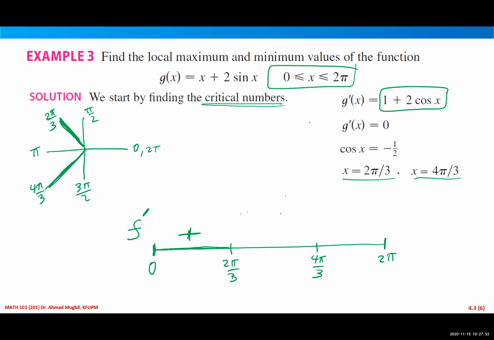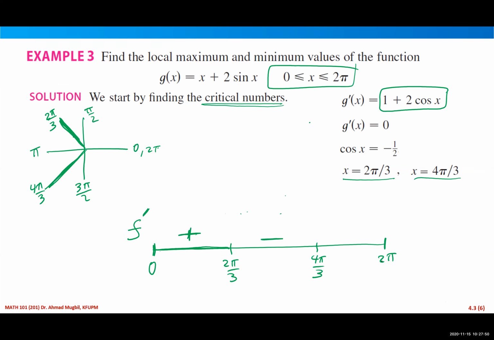Now, between 2 pi over 3 and 4 pi over 3, which number is better to choose? Pi. What is the function when x equals pi? Cosine pi is negative 1. Negative 1 times 2 is negative 2. Negative 2 plus 1 is negative 1. So it is negative.